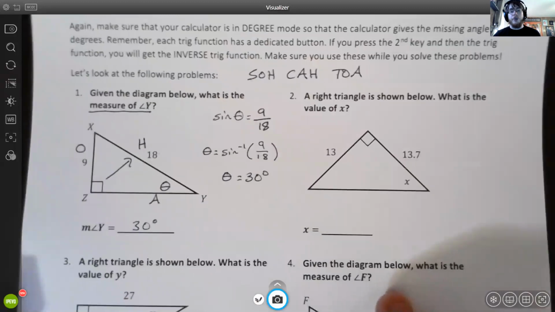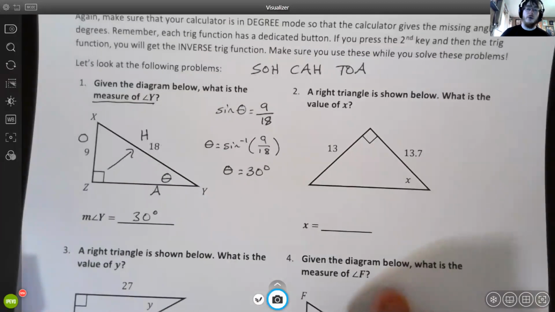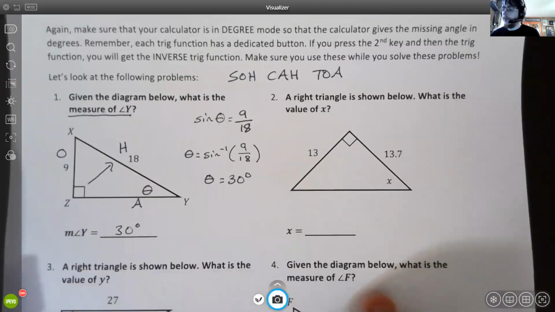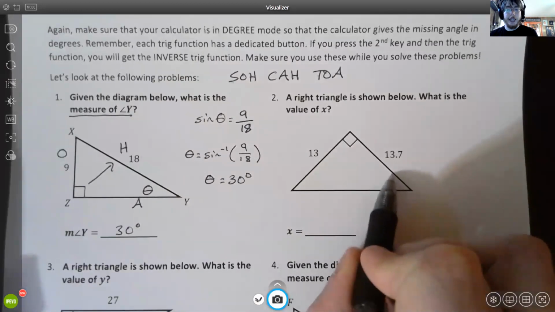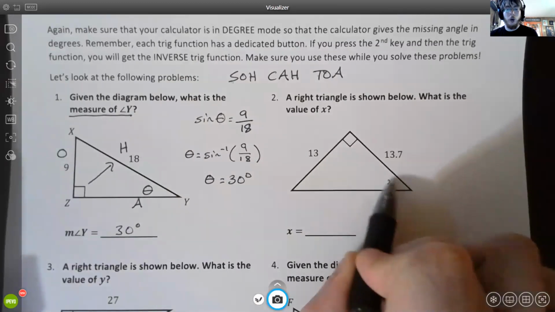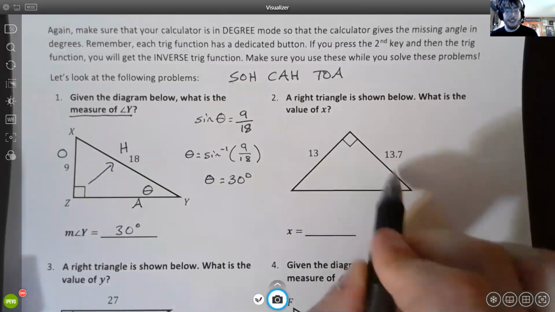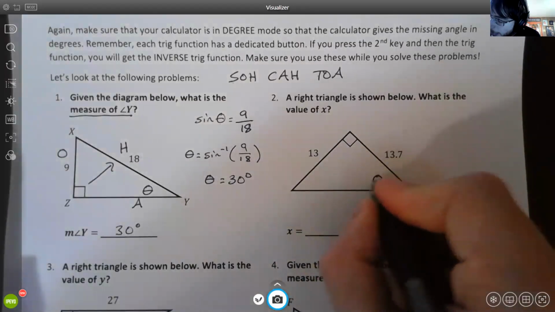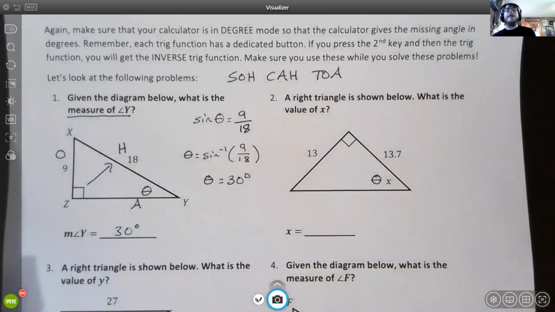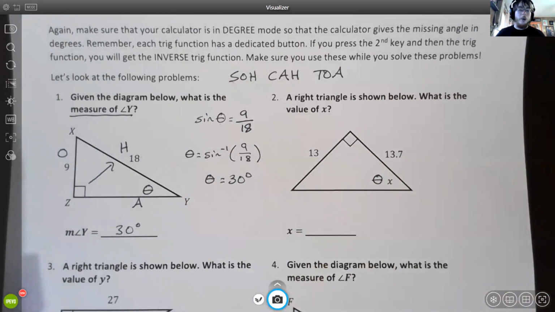All right, number 2. A right triangle is shown below. What is the value of x? If we look at where x is, it's in an angle position. You'll notice we don't have any letters, but we know that x is inside, so x has to be our theta. Same deal. We're going to be doing O, H, and A again.